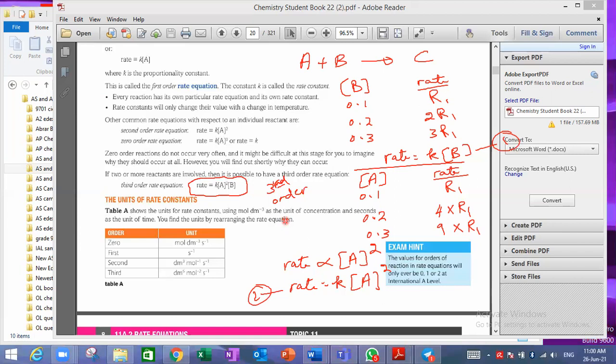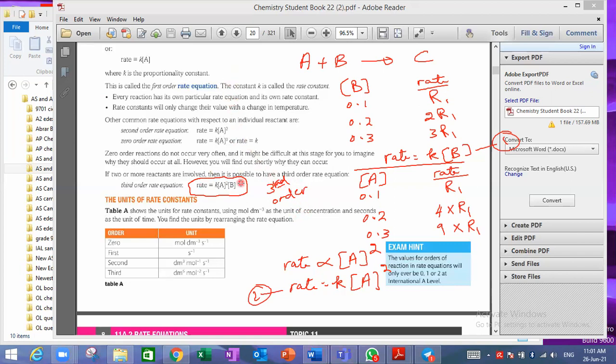Of course, we do this experimentally. We cannot find the rate equation just by looking at the stoichiometry of the equation. We don't say that since we have A and B, the rate is directly proportional to A and directly proportional to B. We can't say so. We have to do experimental methods to determine the rate depending on the concentration of B and the rate depending on the concentration of A, and then at the end formulate our rate equation and find out the order of such a reaction.